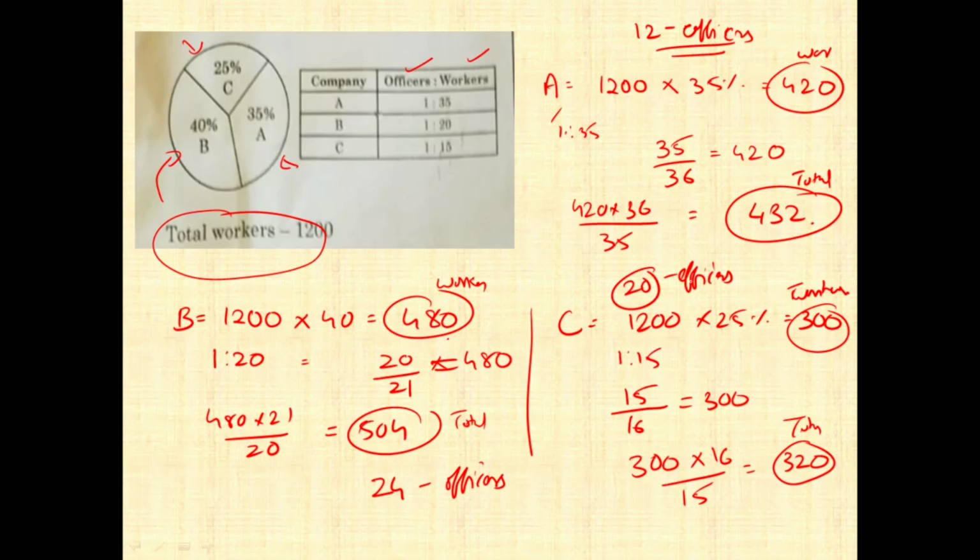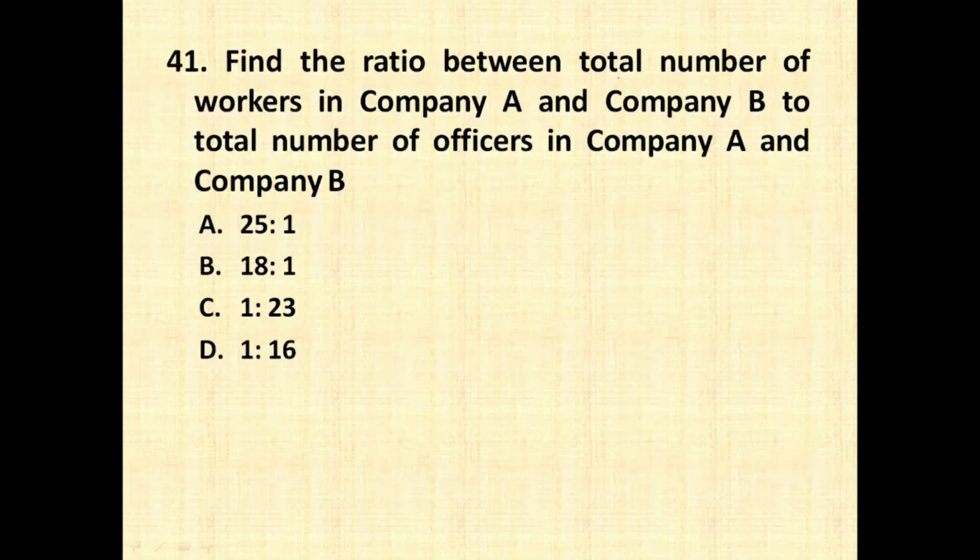Now let us go to the question with this information. Find the ratio between the total number of workers in company A and B.